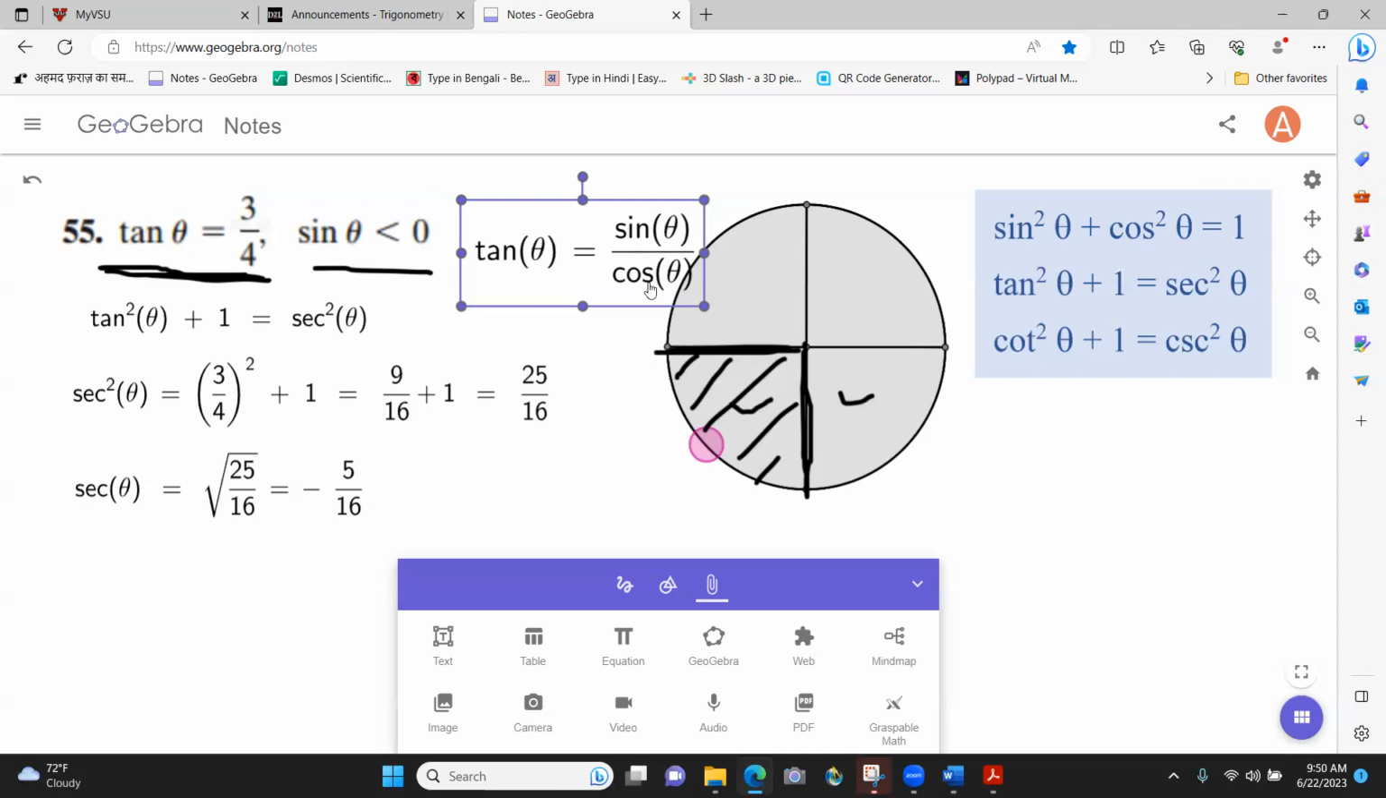Now that I know cosine is negative, cosine and secant are buddy-buddy. By buddy-buddy, I mean they're reciprocal. So if cosine is negative, secant is the reciprocal of cosine. That has to be negative. Does that answer your question? Yes, that answers my question.